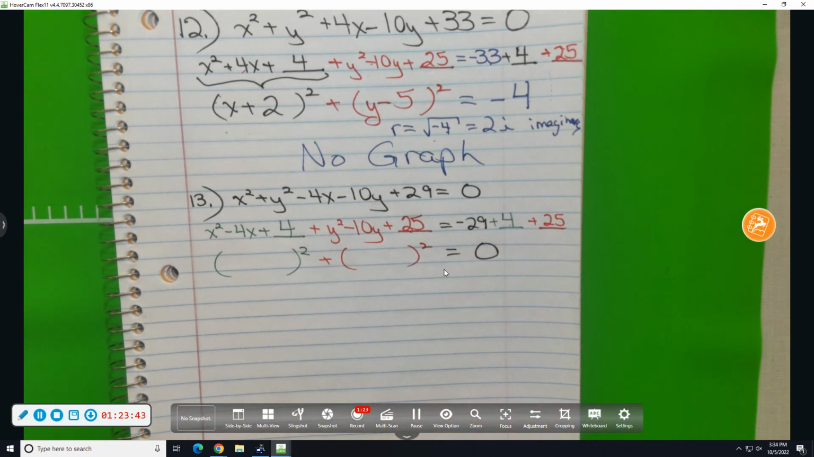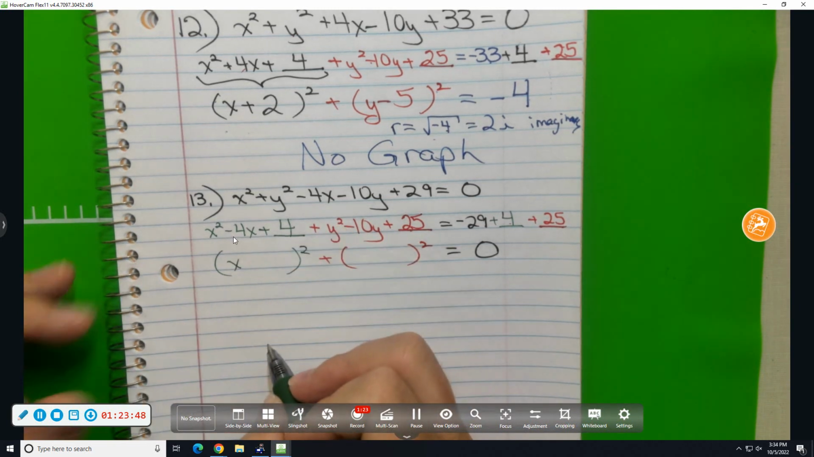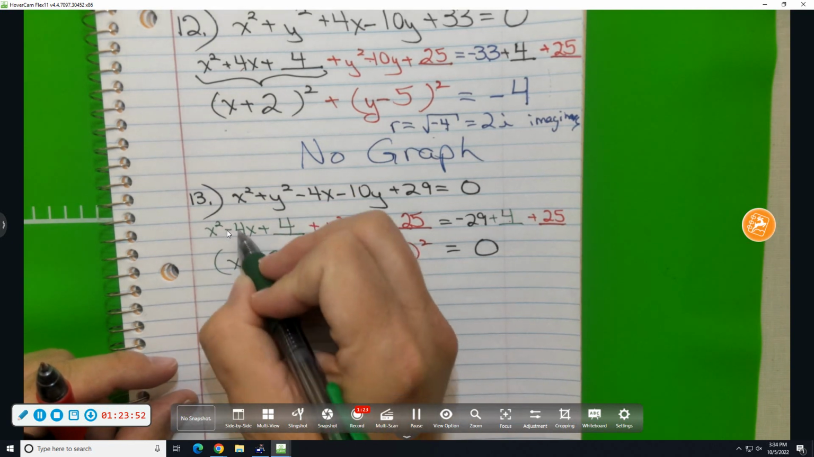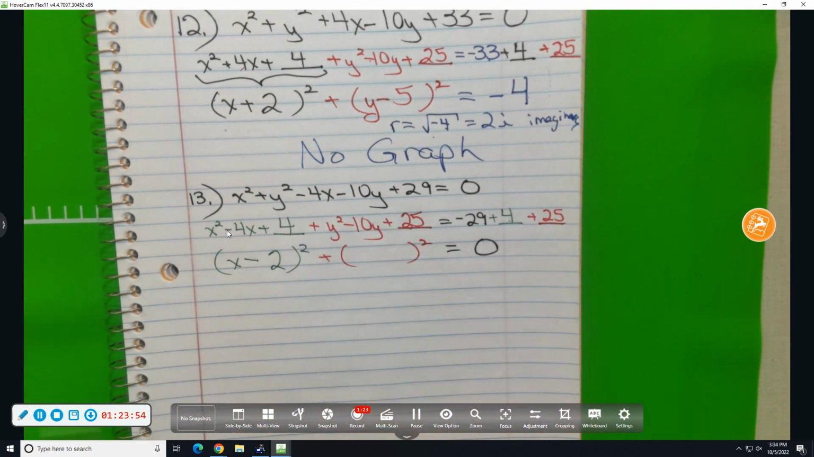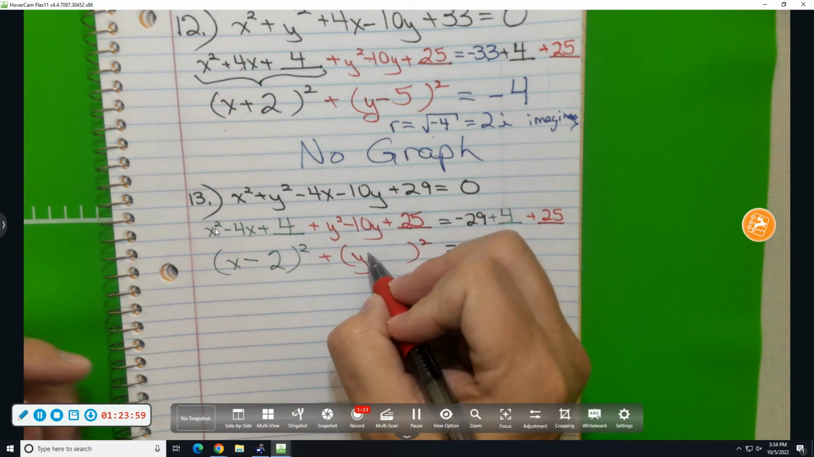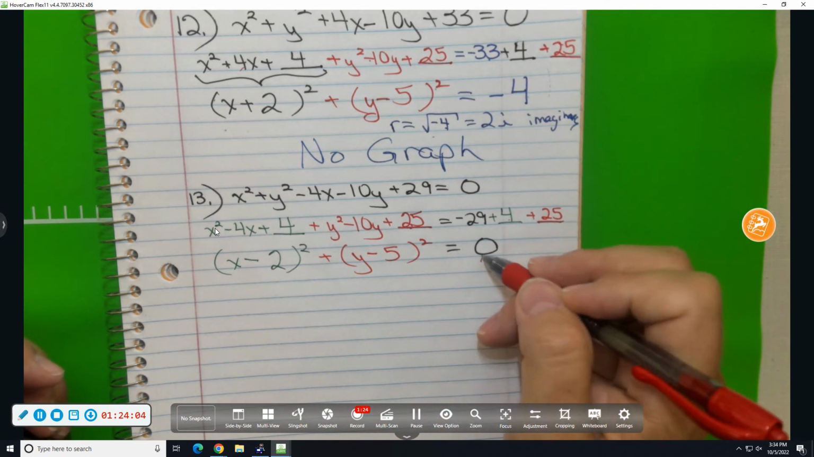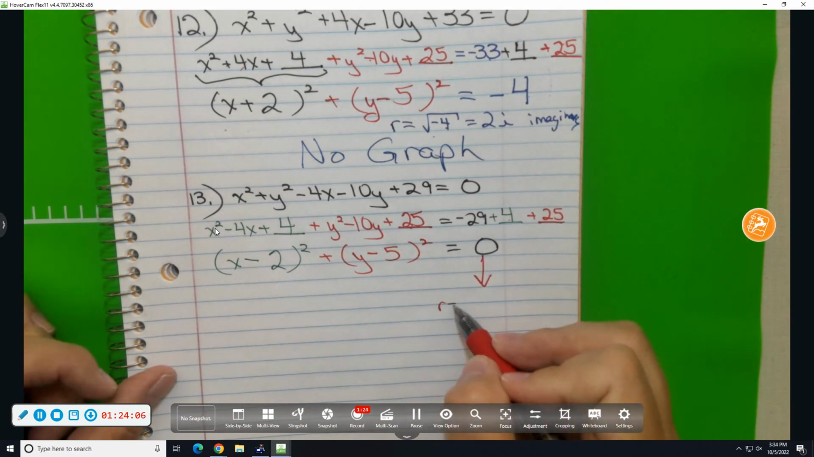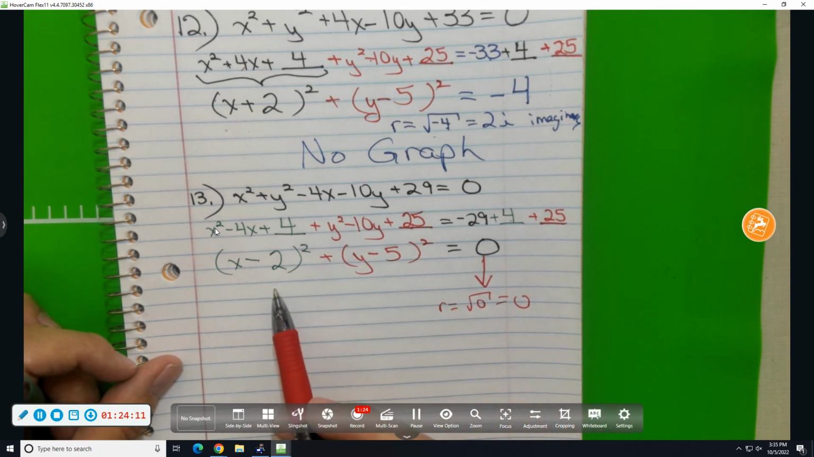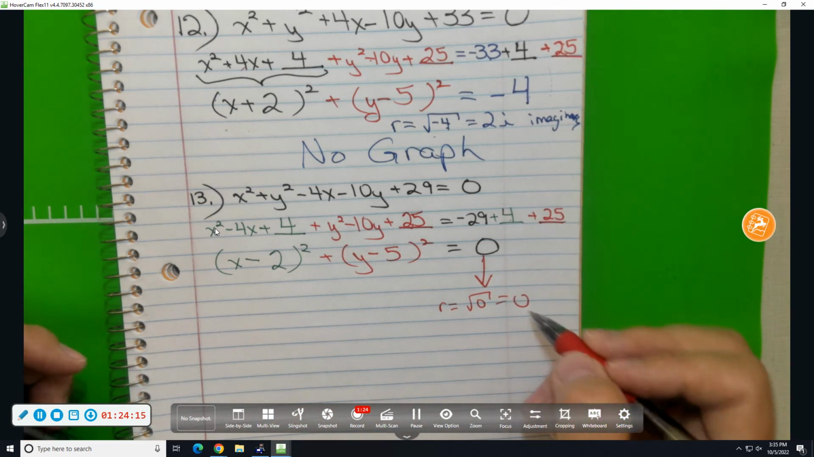Here inside the green parentheses, what do I have? X, I agree. Sign. Number. Variable, sign, half of that number. Here in the red parentheses: Y minus 5. But because of that 0, you take the square root of 0, it's 0. So you have a center point, but you're not going up, down, left, or right. The graph is just a point.